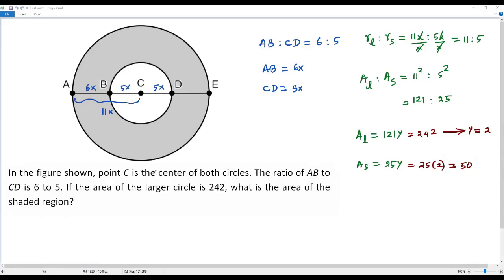As I said earlier, to get the area of the shaded region, we have to subtract the area of the smaller circle from the area of the bigger circle. Let me get the area of the shaded region. It is equal to the area of the larger circle minus the area of the smaller circle. We know that the area of the larger circle is 242 and the area of the smaller circle is 50. Let me plug in 50 here. When I simplify this, I am getting 192. Therefore, the area of the shaded region is 192 square units.